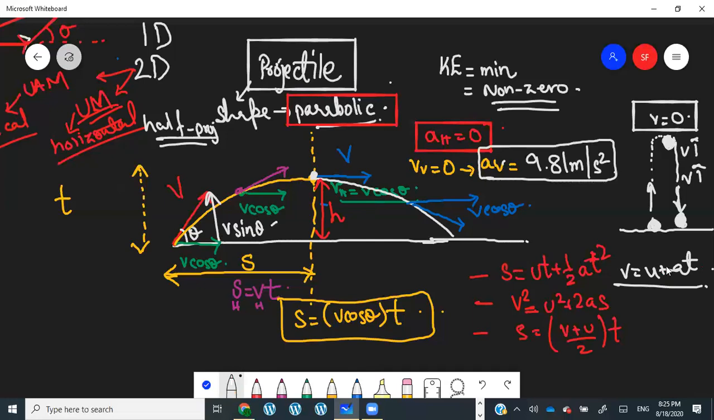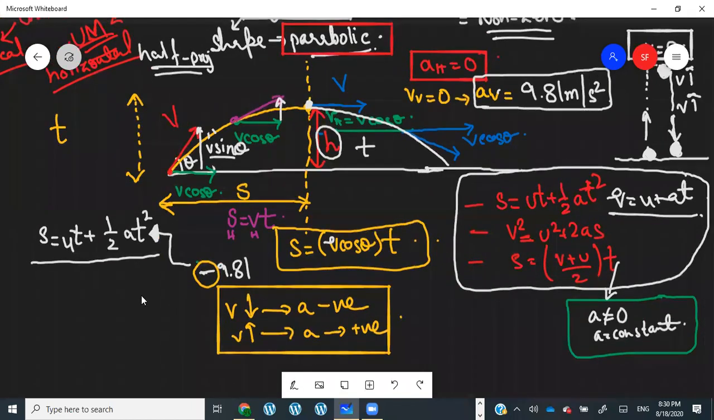Now, after this, if I were to ask you to calculate the maximum height the ball achieved during this motion, can we calculate that if the time is given to you, and the angle is given to you and the velocity is given to you? Can we calculate this maximum height? Think on this for a while.